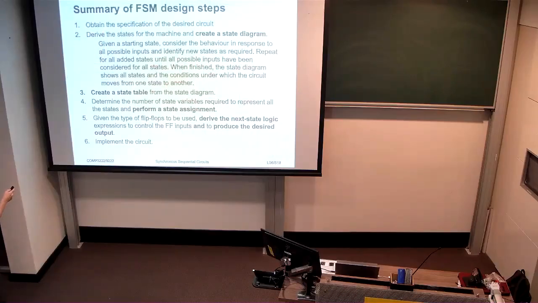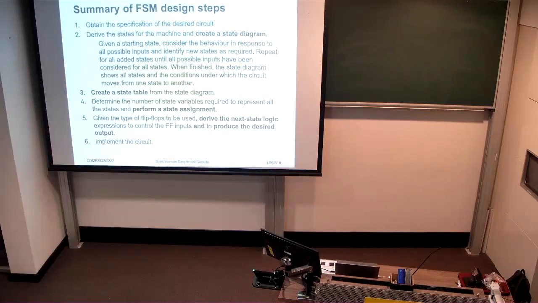All right? So we obtained the specification. We derived the number of states by using a state diagram to chart out what possible states we have under all possible input conditions, and we kept elaborating that diagram until it was closed. There's no more possibility of expanding it, right? We then created a state table from that diagram, which is just tabulating the design of the state diagram.